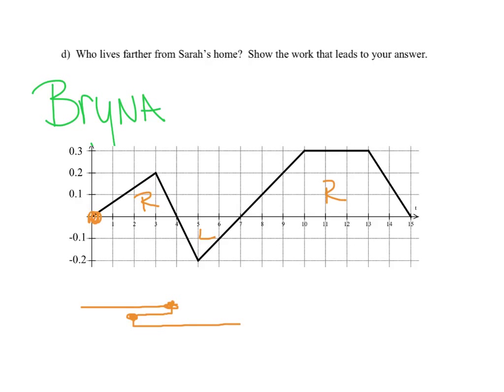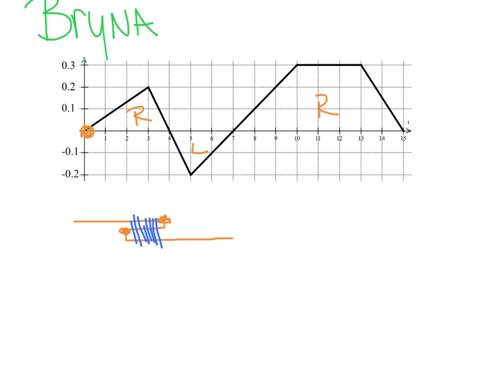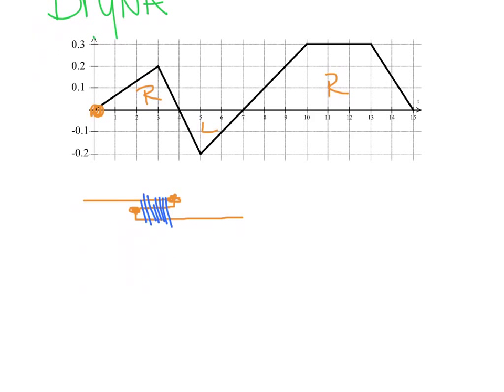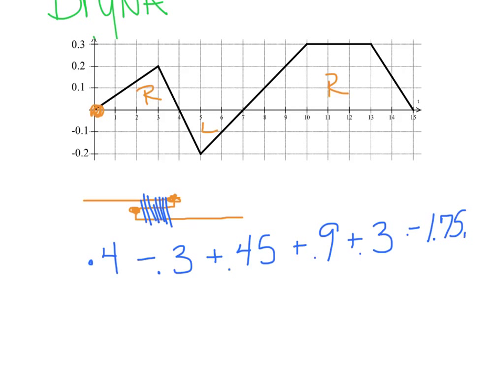Would you agree that this is just kind of overlapping time here? That's not really her distance from Sarah's house. So if I just want to find how far she actually lived from Sarah's house, I would just take those pieces I have and add them up. I want them to cancel this time. So I'm going to take my 0.4 minus my 0.3 plus my 0.45 plus my 0.9 plus my 0.3 to say that she lives a total of 1.75 miles from Sarah's house.